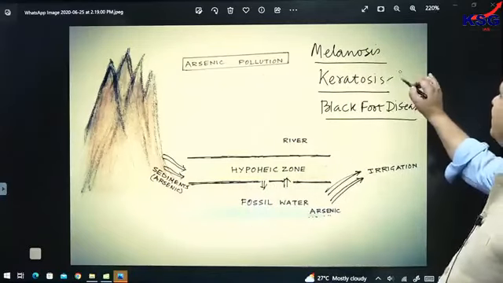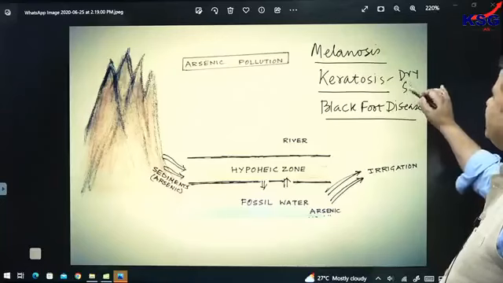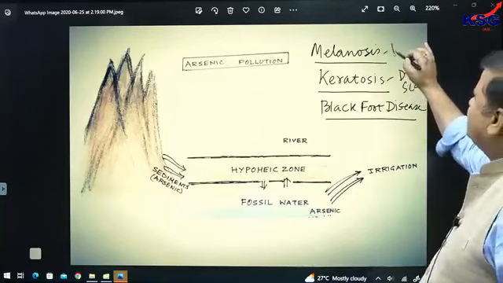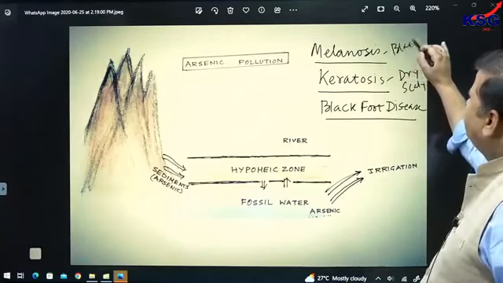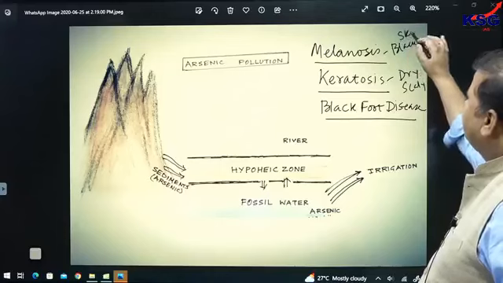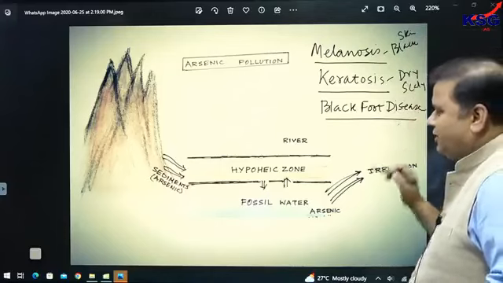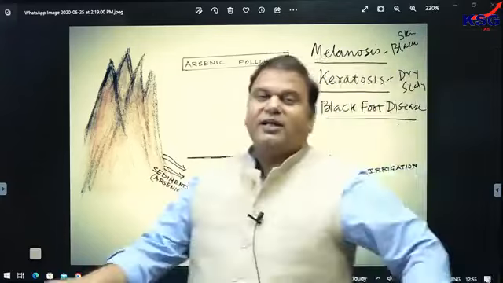Here it turns dry and scaly. I am writing. Here the skin turns black. And this is a combined effect of both the diseases on the legs. So that's called Blackfoot disease.